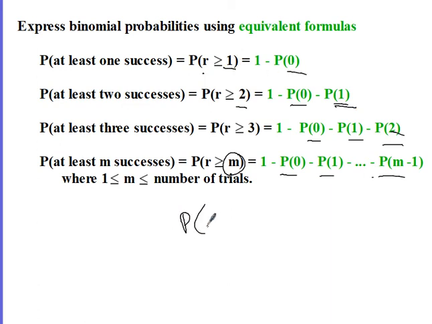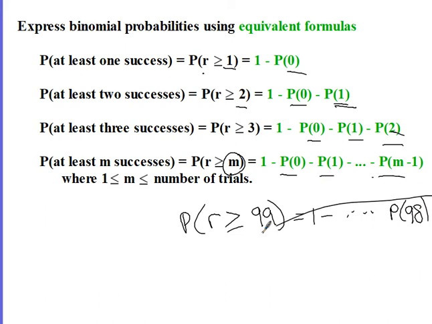So if it was R is at least 99, I would go 1 minus until I got to the probability of 98. Which we won't do, because that is way too many trials.